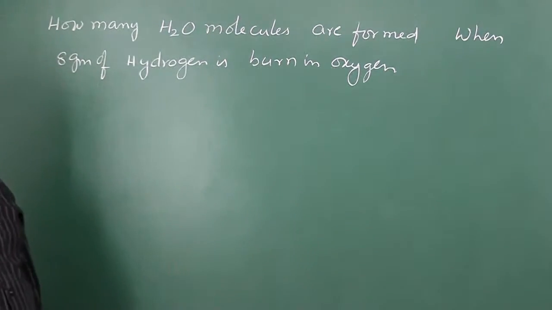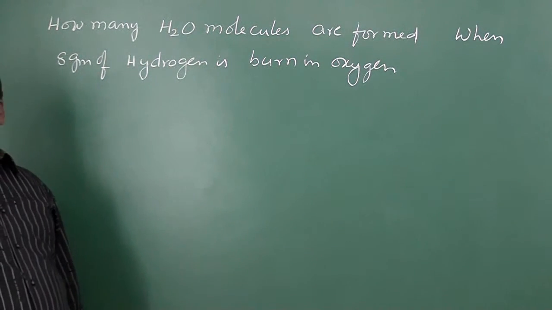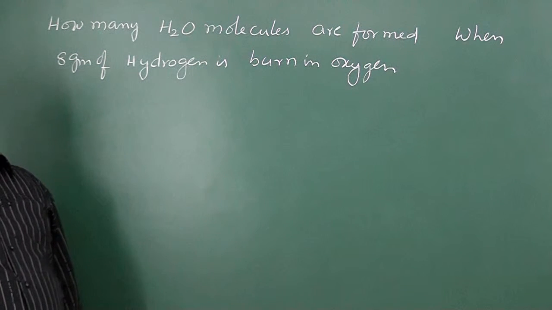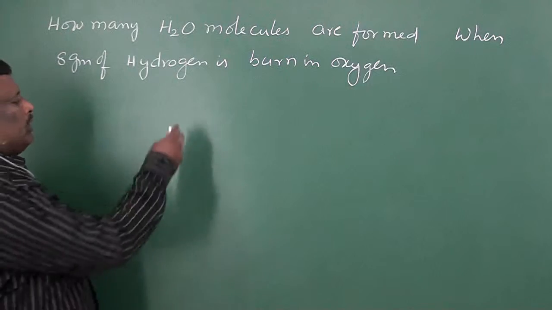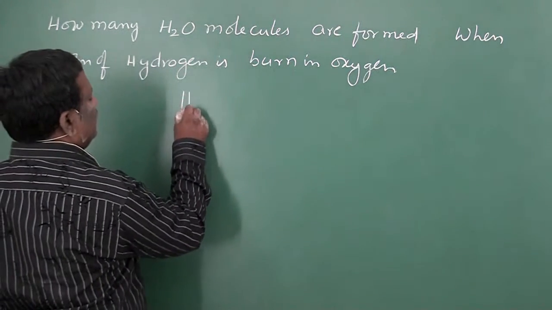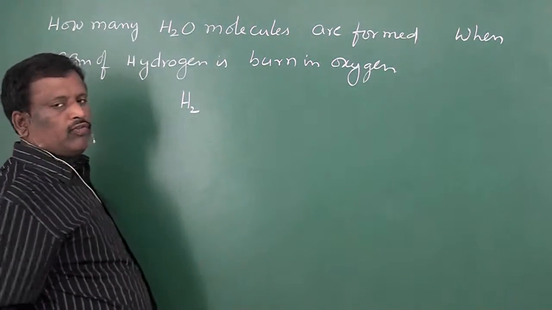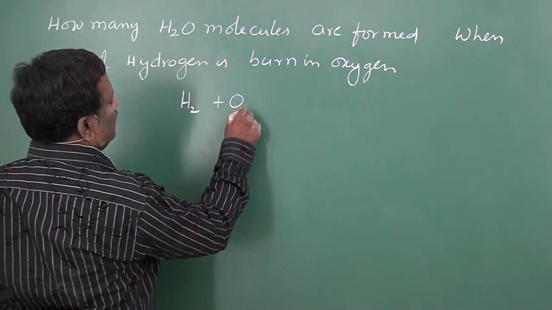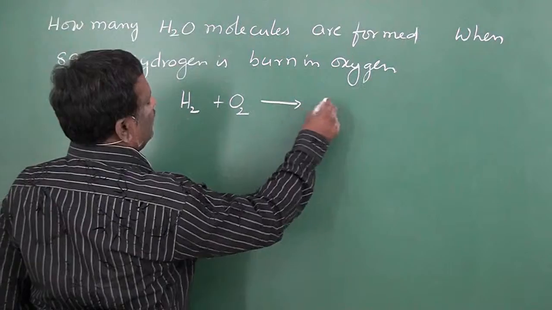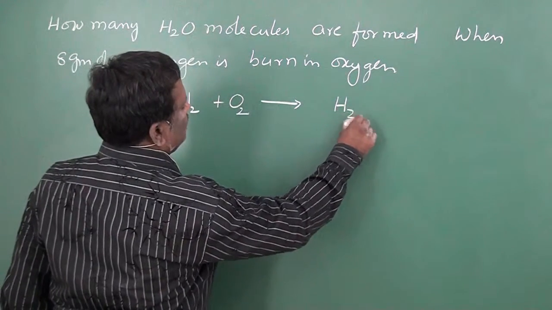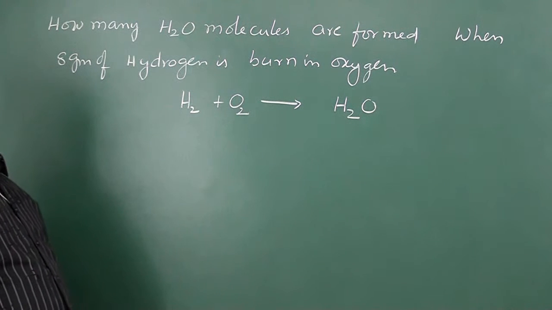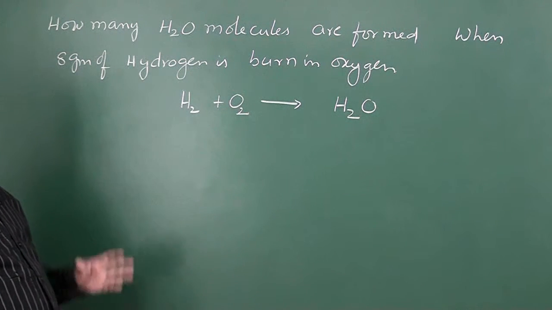So here H2O is formed when hydrogen burns in presence of oxygen. Hydrogen exists in diatomic molecular form, H2. Oxygen is also in diatomic molecular state. When they both react, it will give us H2O. So H2 plus O2 gives H2O. That is the first step.